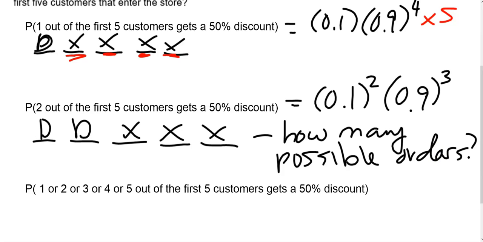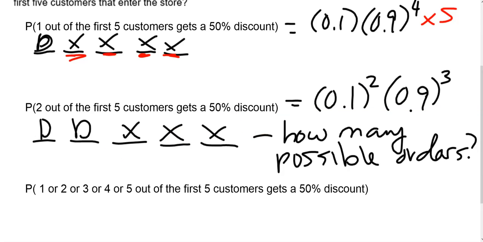Then think about 3 out of 5. Once again, how many different ways are there to arrange 3 out of the 5? Could it be the first, the third, and the fifth? Could it be the third, fourth, and the fifth? Could it be the first, the third, and the fourth? All different ways to get 3 out of 5. Multiple ways to get 4 out of 5. Only one to get 5 out of 5. That would be everybody gets a discount. But you see that we're counting up lots and lots and lots of possibilities.